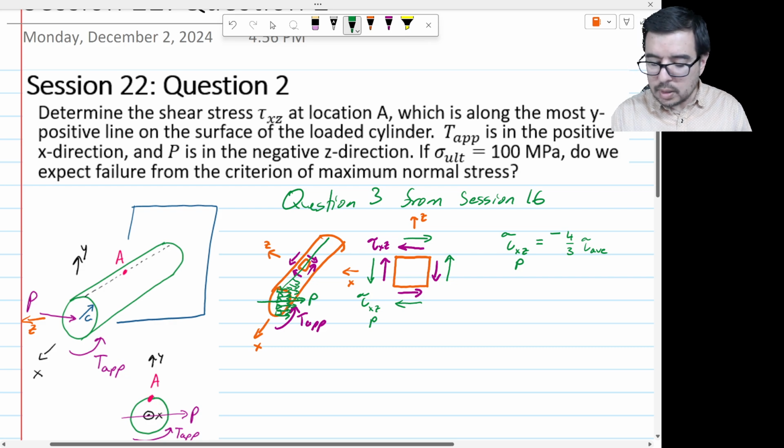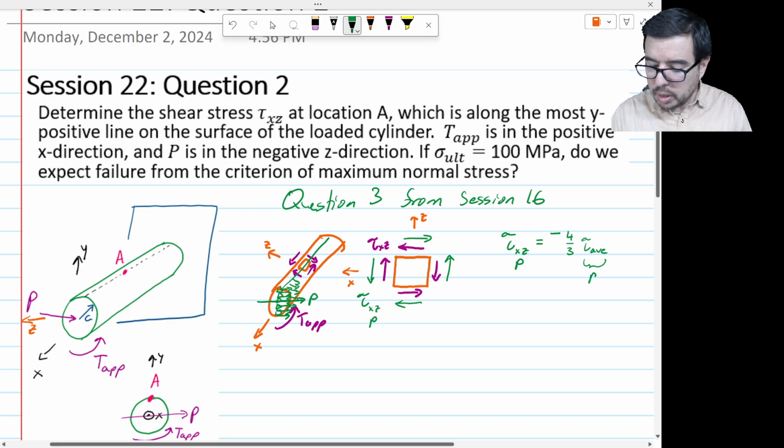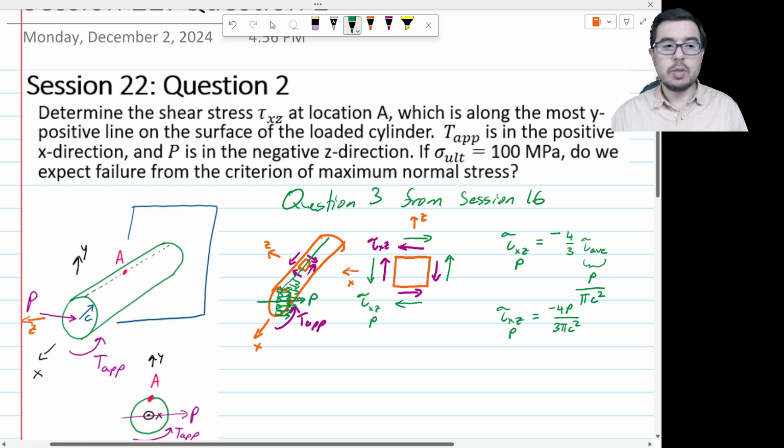So what is the tau av? Well, that's going to be P divided by the cross-sectional area, so that's pi c squared. So we've got this contribution from P. Let's write it out: tau xz P is equal to minus 4P over 3 pi c squared.